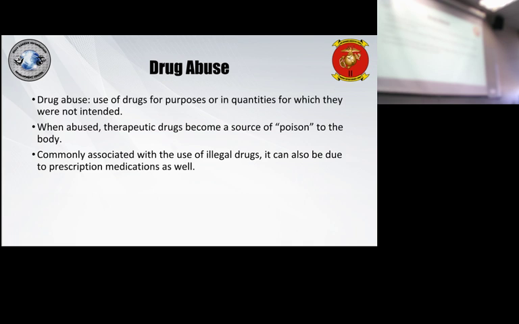Alright. So now we're switching to drug abuse. Drug abuse is the use of drugs for purposes or in quantities for which they are not intended. So even if they were prescribed to you, you're not using it like the dosage says you should. When abused, therapeutic drugs become a source of poison to the body, commonly associated with the use of illegal drugs, but it can also be due to prescription medications. Next.